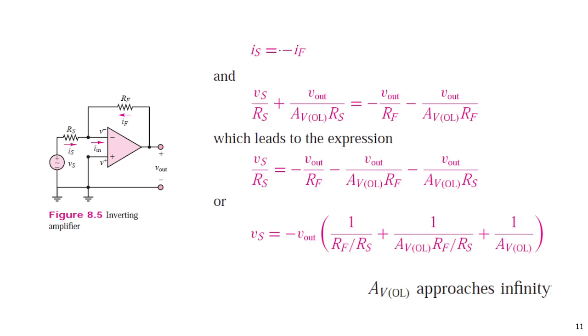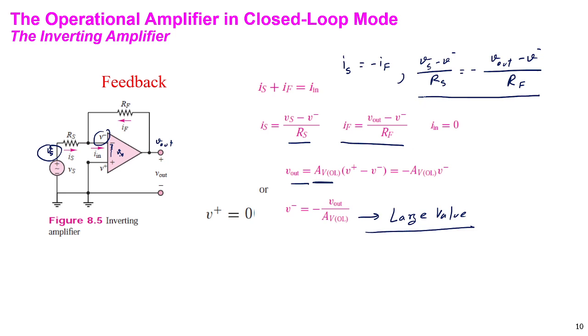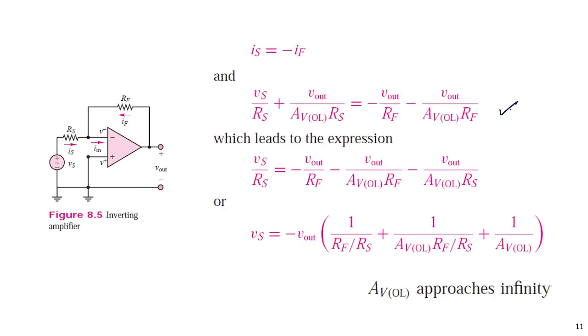Here IS is negative IF, then VS divided by RS minus V negative by RS equals minus V out by RF plus V negative by RF. Then we substitute V negative by this value, and we get this equation. V negative is V out by the open loop gain, with the negative value, like this.